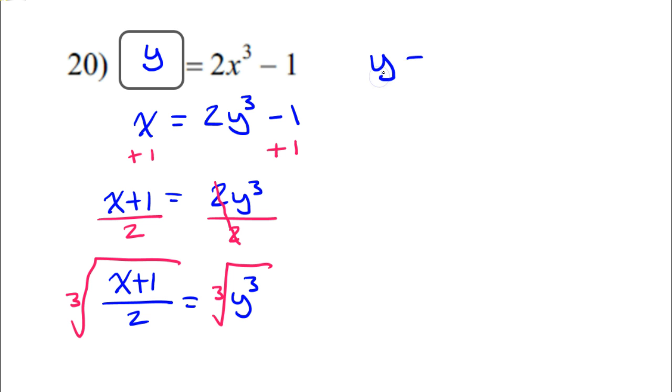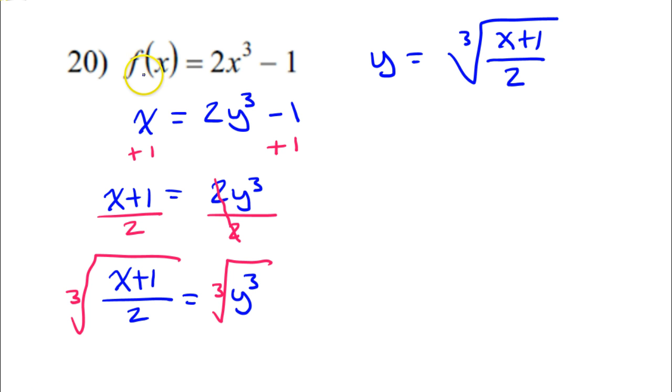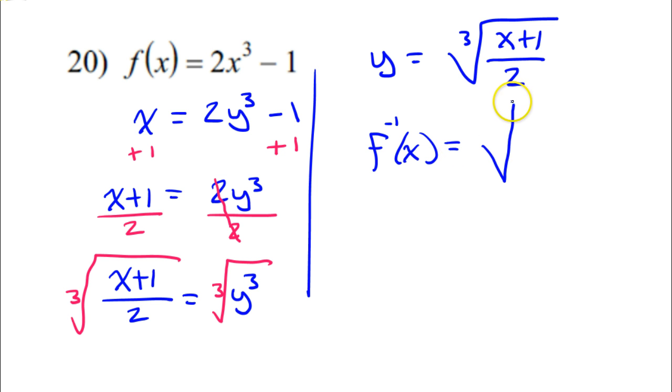Okay, y equals the cube root of x plus 1 over 2. But we're going to use our notation and put the original variable back in. So originally we had f of x. I'm not going to write f of x, because f of x is already taken to mean the original function. So instead I will write f inverse by putting a little -1 on it. Okay, and that is your final answer.